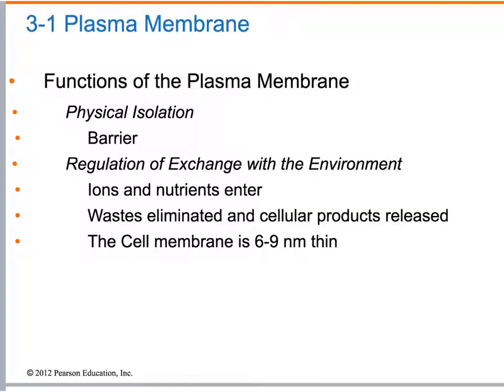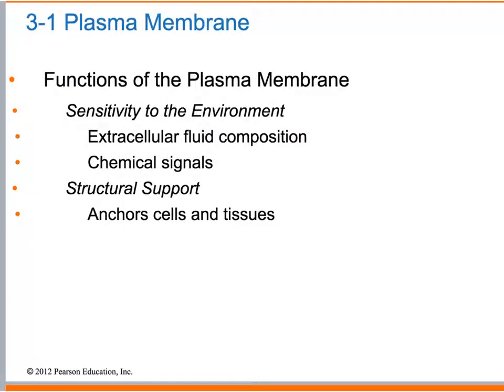The plasma membrane has certain functions. The first function is physical isolation. It's a barrier. Secondly, it's regulation of exchange with the environment. It's a semi or selectively permeable membrane. It also is about 6 to 9 nanometers thin. The next function of the plasma membrane is it's sensitive to the environment. And the final function of the plasma membrane is it gives structural support. It anchors the cells and tissues.